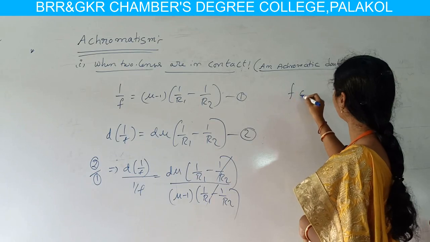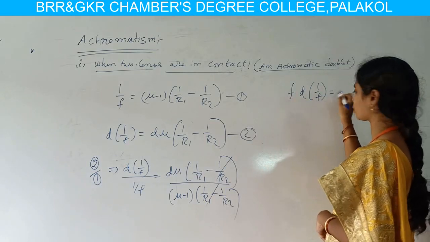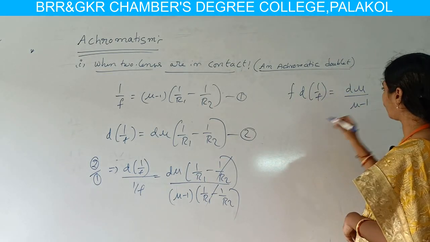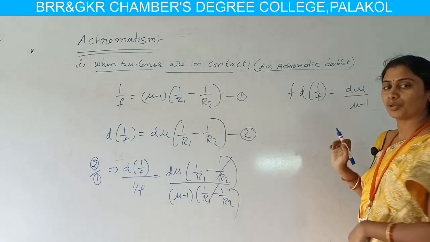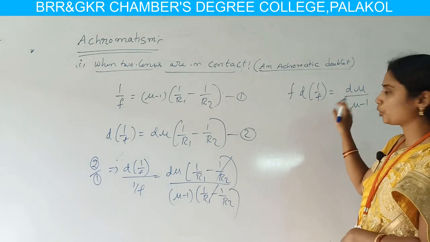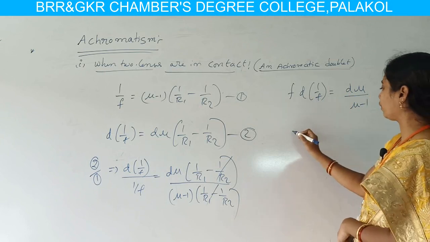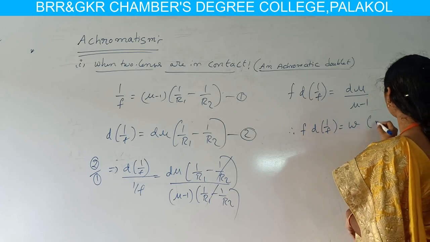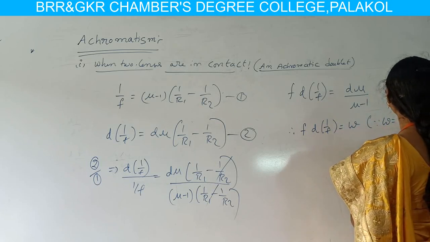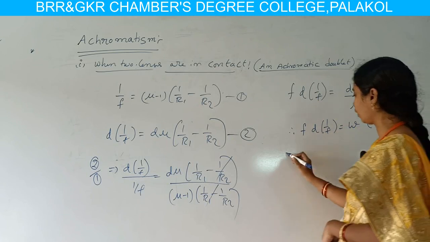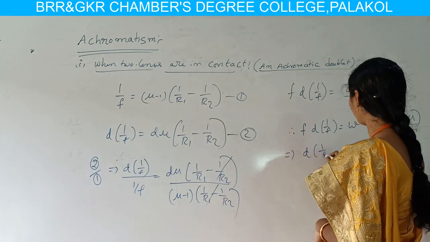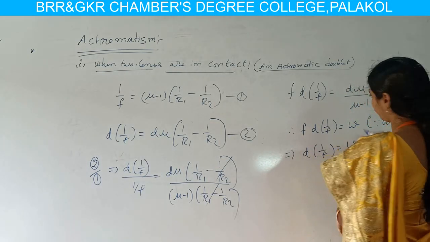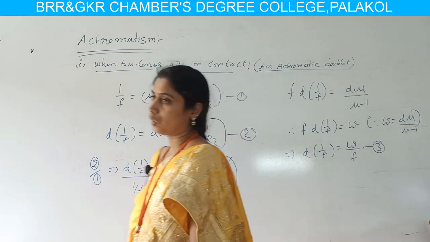So f into d into 1 by f is equivalent to d mu by mu minus 1. This d mu by mu minus 1 is nothing but the dispersive power. So we can write f into d into 1 by f equal to omega, since the dispersive power omega is d mu by mu minus 1. Substituting, we have d into 1 by f equal to omega by f. This is considered as equation 3.